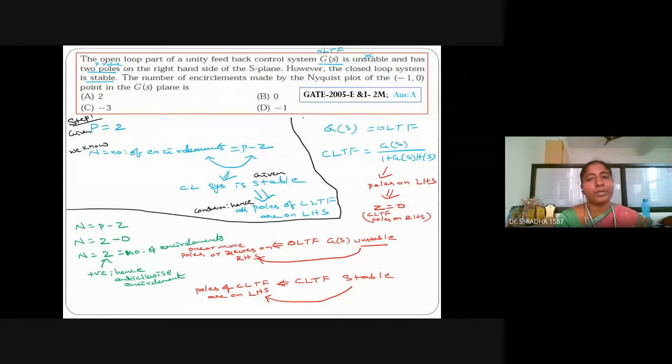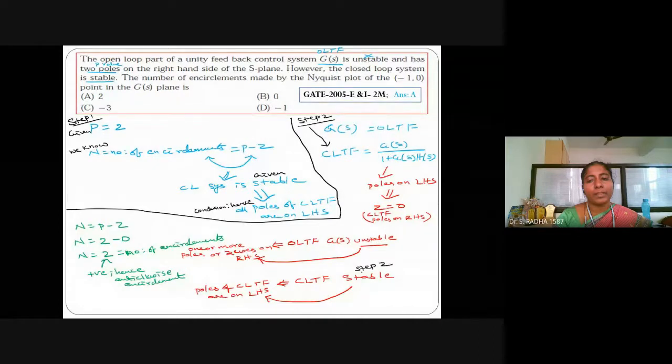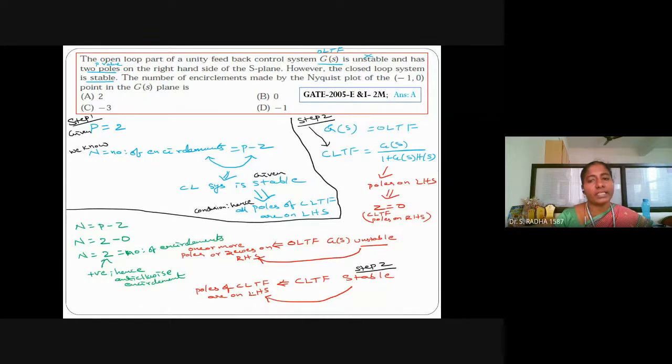Now, step number 2: they are telling us the closed loop transfer function is stable, which means all the poles are on the LHS. Hence, we conclude that Z value equals 0. All this, in red color, is step number 2.